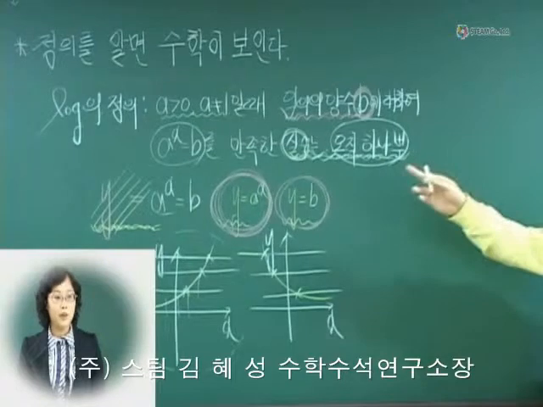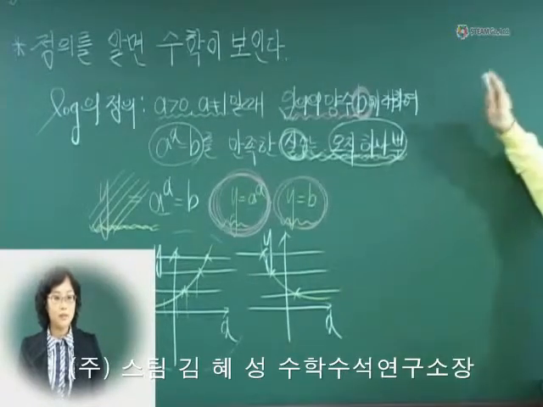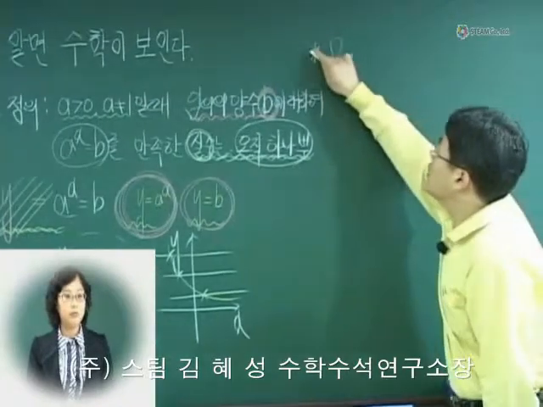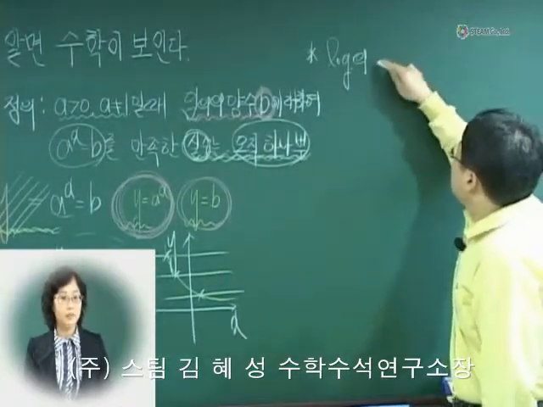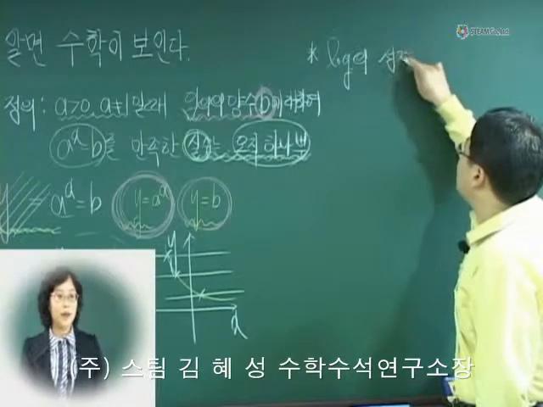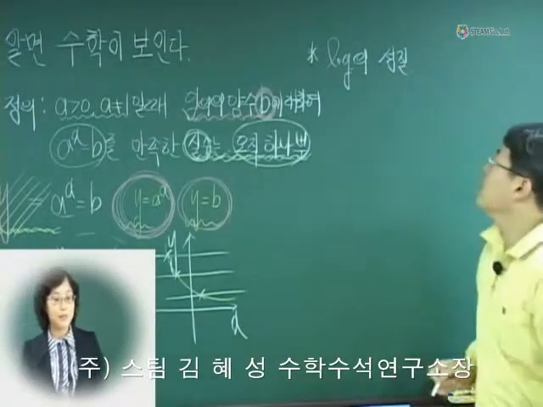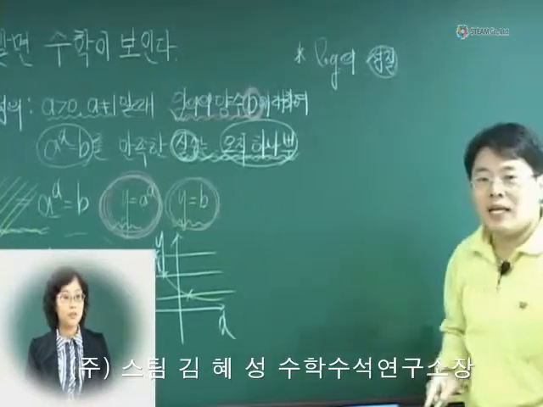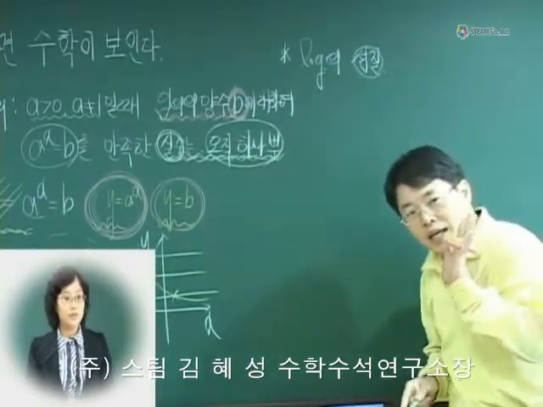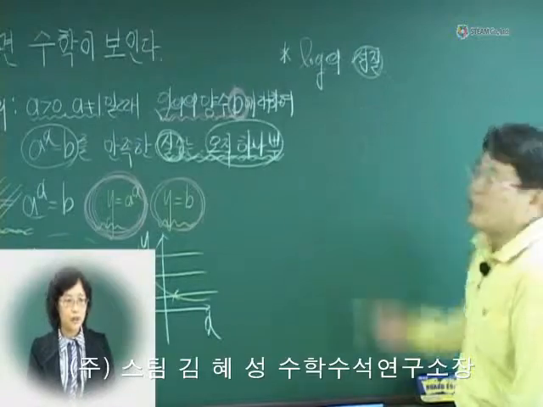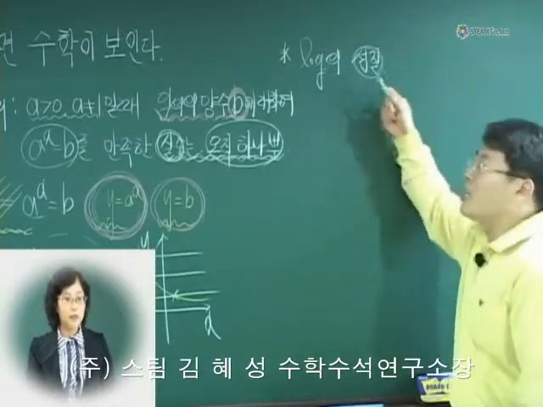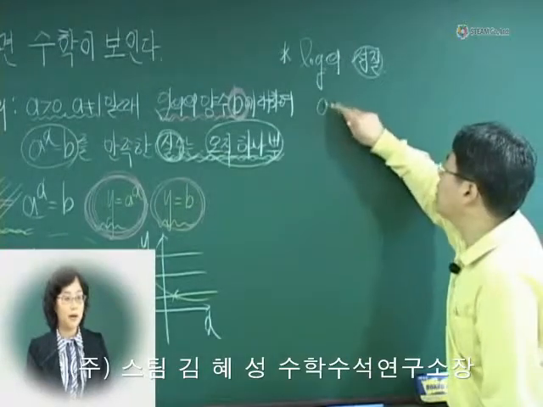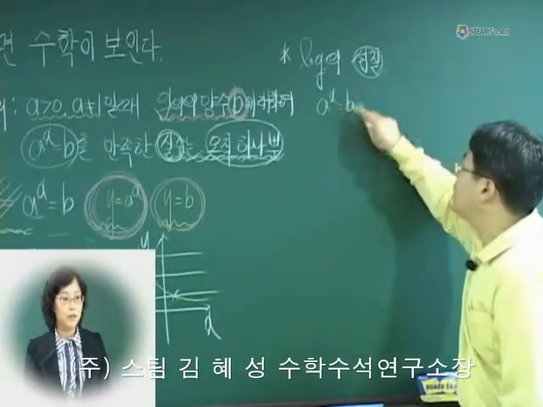We already defined the log, and then let's move on to the next: the properties of logarithm. Okay, we have to study the properties. Beforehand, we have to study the relation between the exponent and the logarithm. A to the x power equals b.